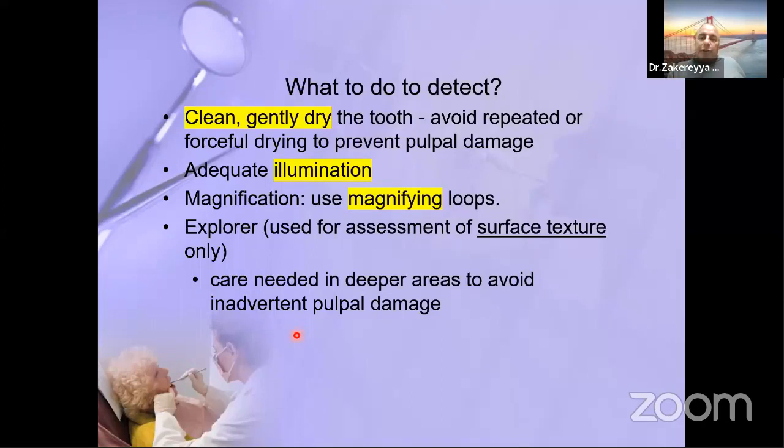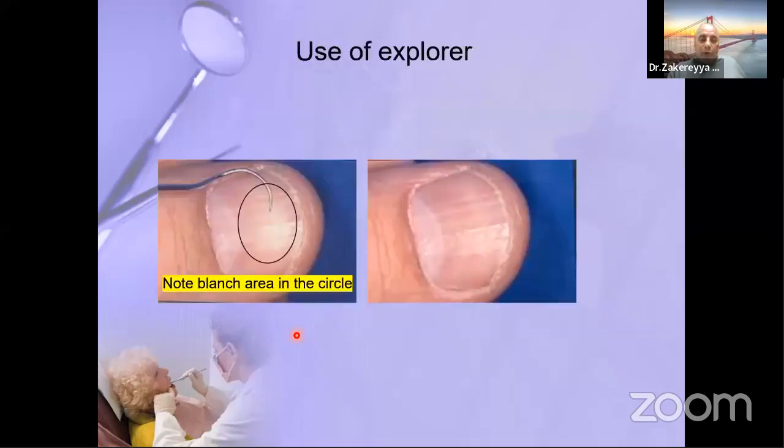Now, I will show you how to use the explorer. Here is your thumb. If you press the dental explorer underneath the thumb, there will be a blanch area. See the circle here? This is a blanch area. This is normal. This push is enough for detection of dental caries or change of texture on the tooth surface. It shouldn't be more than this.